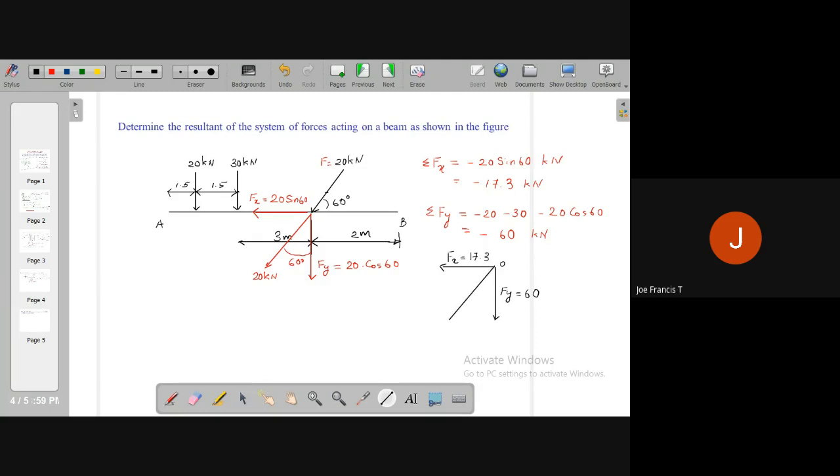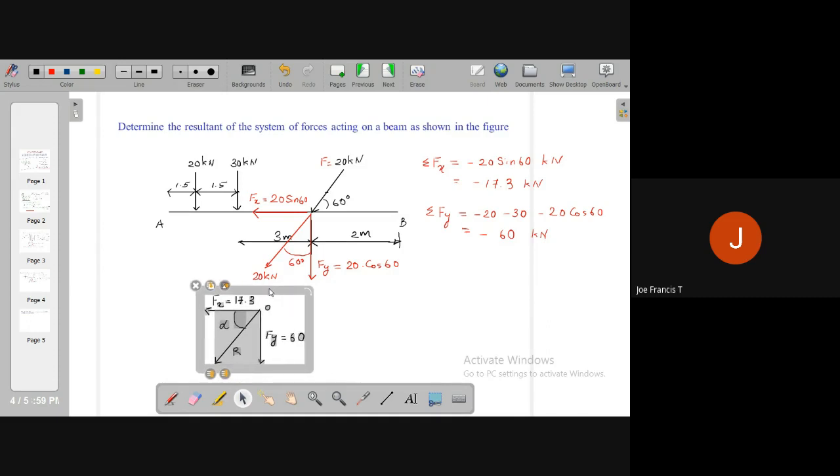This is how your resultant will look. The resultant will be acting here. So this will be R. And this angle here will be the direction of the resultant, alpha. I'll just put it here.